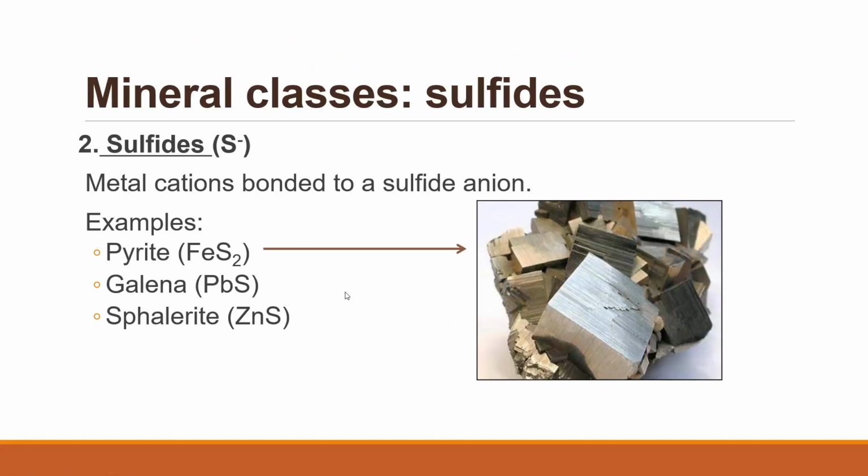We can have sulfides. So this is a metal cation bonded to a sulfide anion. So you have one sulfide and it's one negative charge. So pyrite, which is iron, galena, which is lead, sphalerite, which is zinc. So these tend to have metallic lusters.